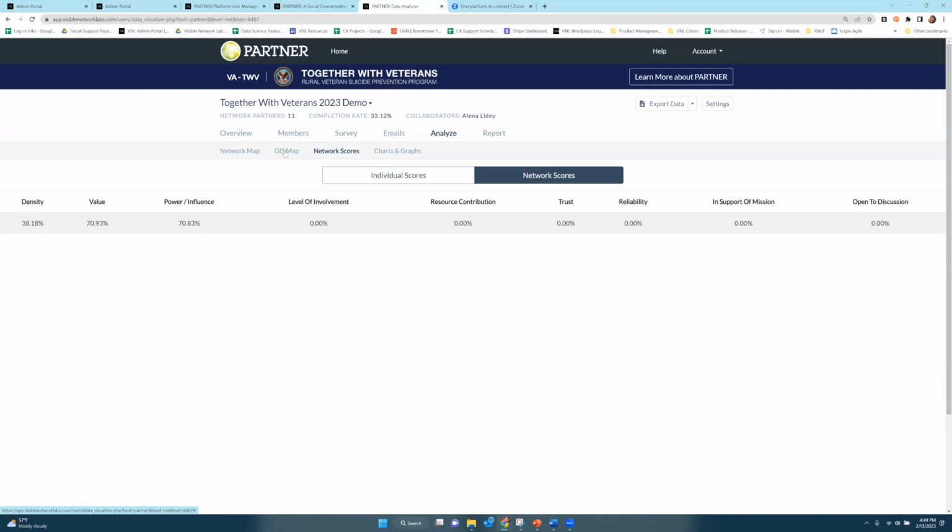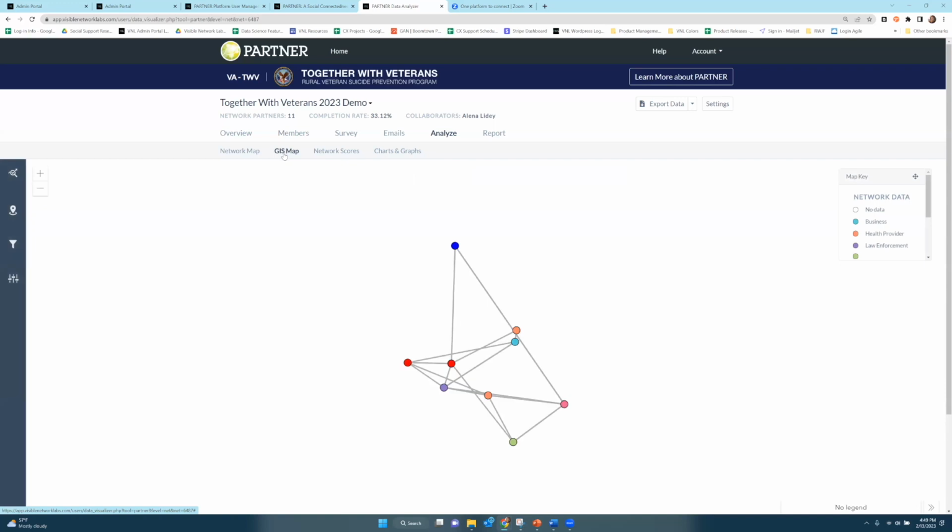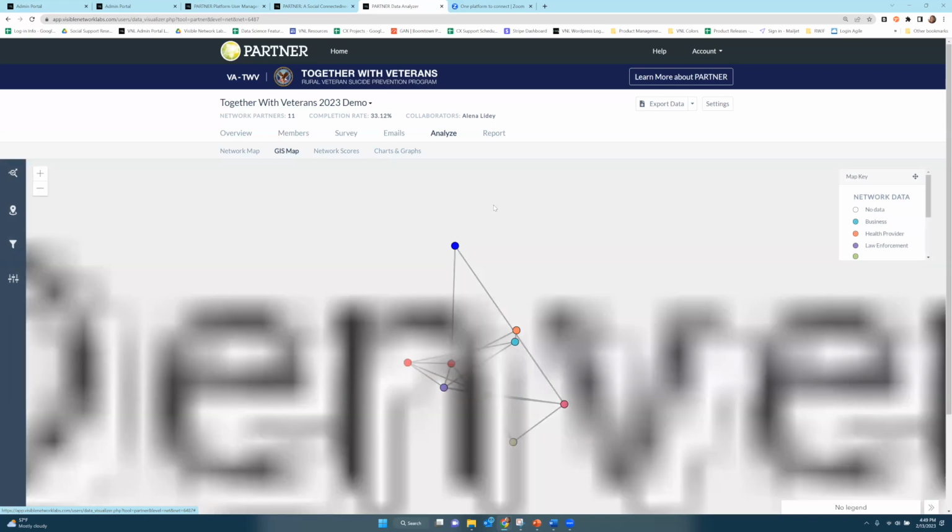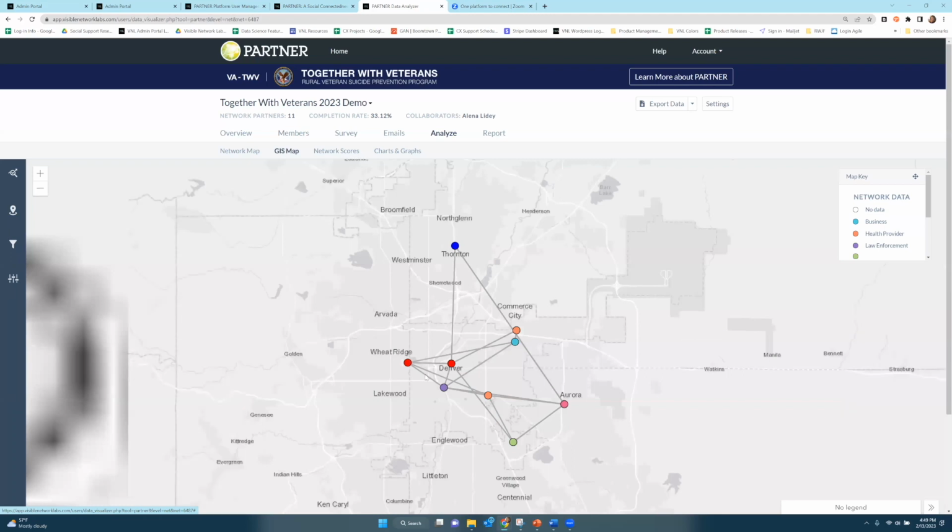So if address information was provided for the organizations in the survey, then you're able to do a GIS map. This is showing a network map overlaid over a geographic map. For this use case, it's taking place in the metro area of Denver. And so you can see how these different organizations are connected in this geographic area.